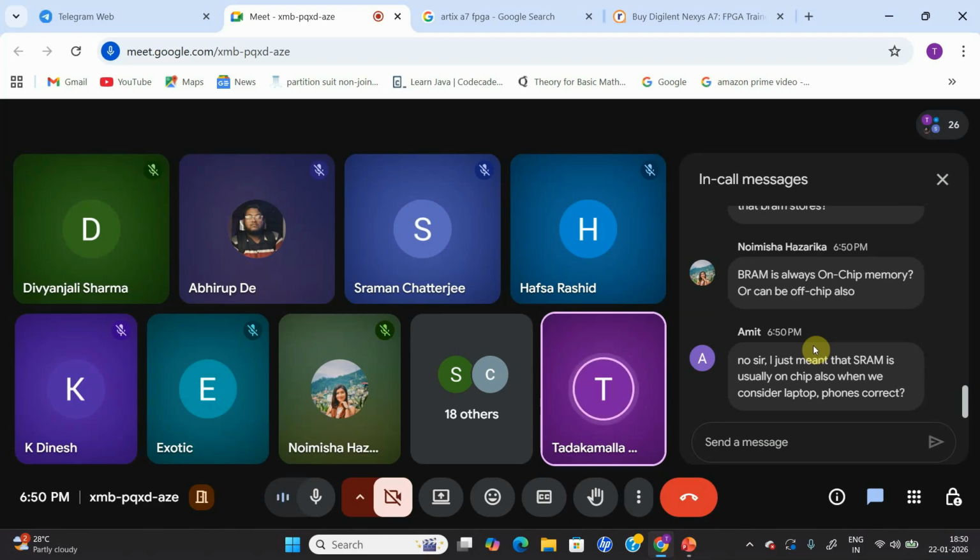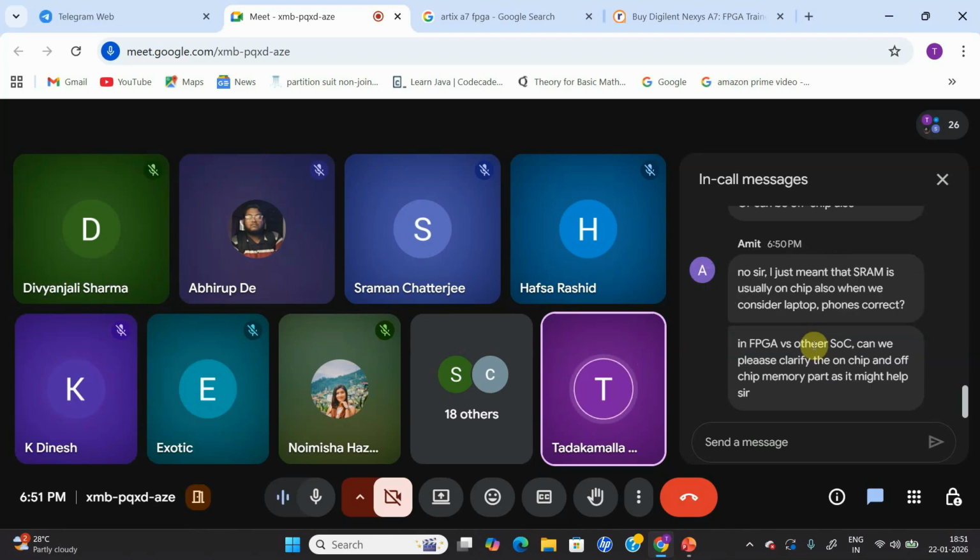I just mean SRAM is usually on-chip also when we consider a laptop. Yeah, you might see. So shall we move forward? Is it clear? I hope it is clear, right? So don't get confused with these terminologies. We will have some scenarios and case studies on how and where the data is stored, and where we are using these BRAMs. In this session, we are just understanding the terminologies, right?